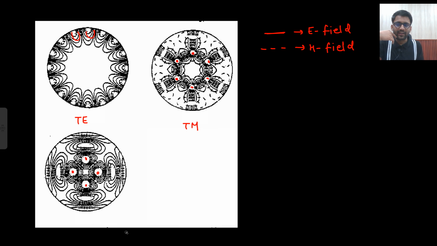So this is your TM. Here you can see the circulation. This is also circulation only. On the boundary you can see the circulation. So these are also circulation only. So here you can see the circulation. So this is your TE.